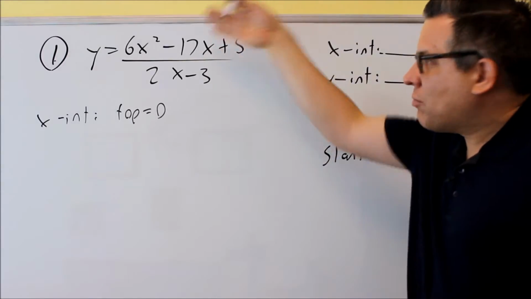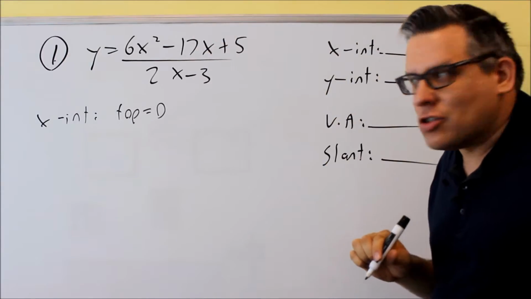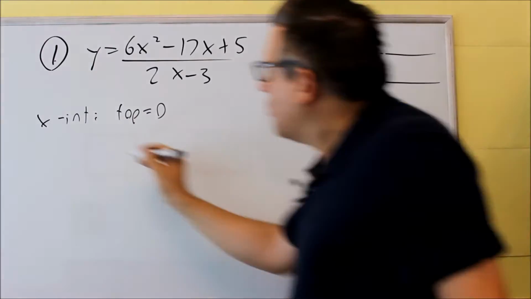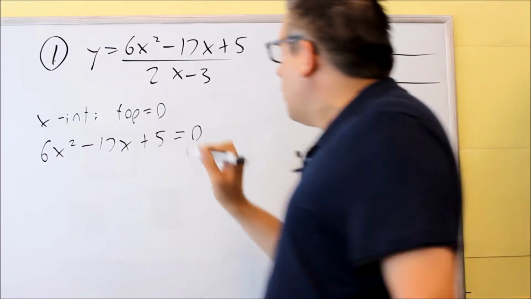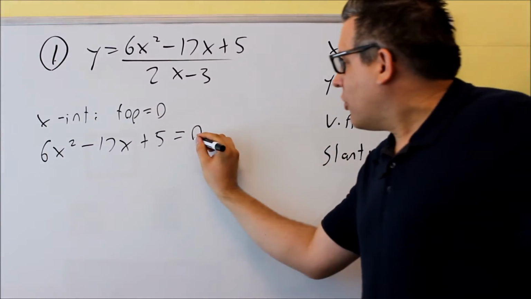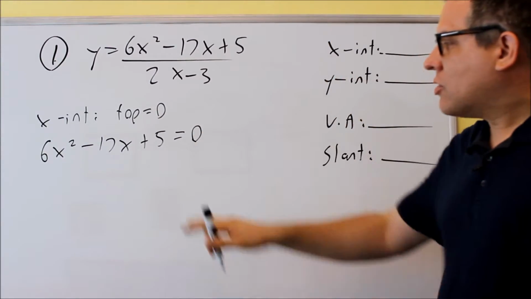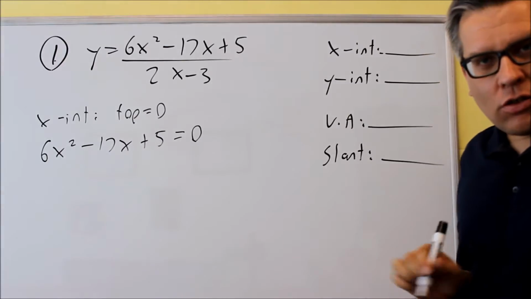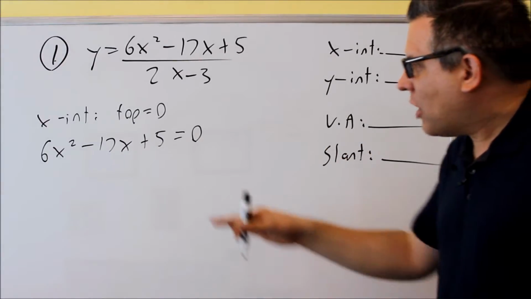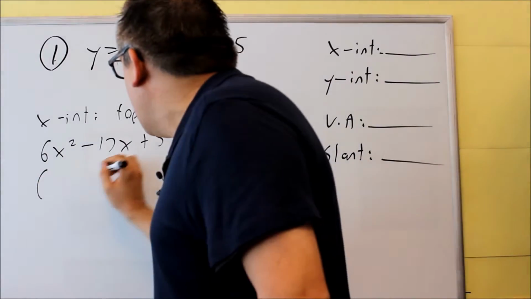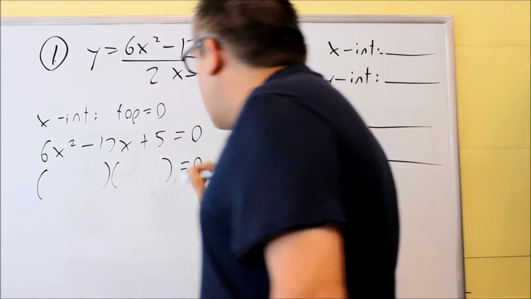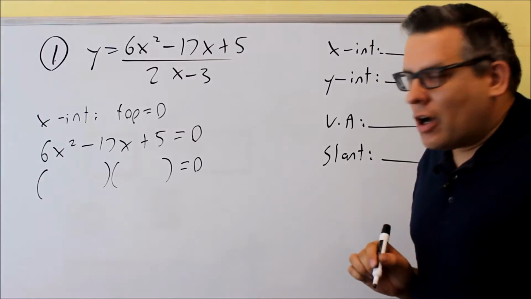Rational meaning you got something on the top and something on the bottom of a fraction. So top equals 0. We have 6x squared minus 17x plus 5 equals 0. So for this, what we have to do is do some factoring. You can do whatever your favorite factoring method is on this one. You could even use the quadratic formula if you wanted to, but I always like to go for factoring first because it's going to be easier.